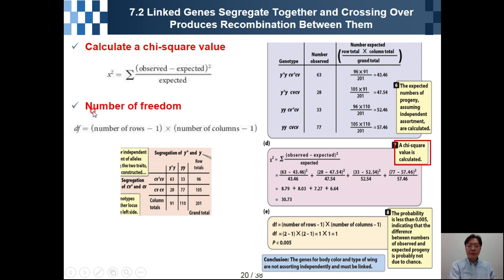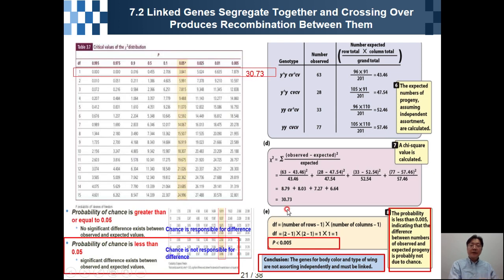After that, we have to determine the degrees of freedom. The degrees of freedom is calculated based on the number of rows. How many rows? 1 and 2. 2 minus 1, multiplied by the number of columns. How many columns? 1 and 2. 2 minus 1. So this is how we calculate the degrees of freedom. So the degrees of freedom is 1.